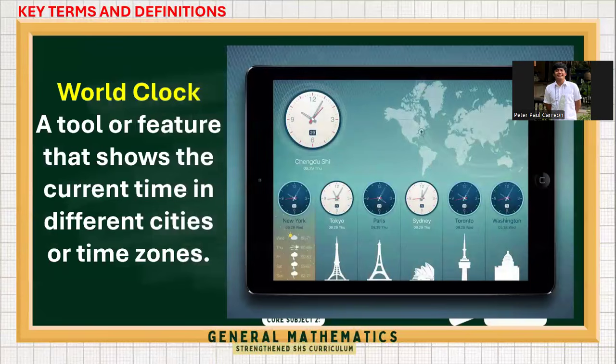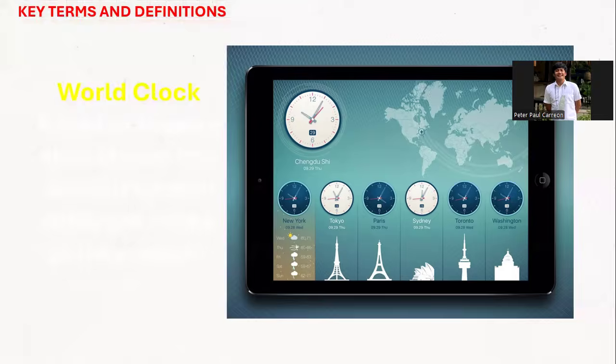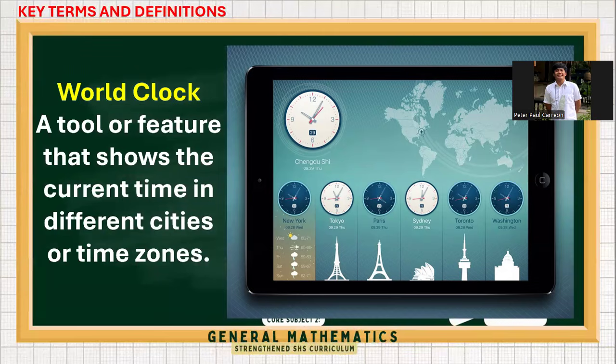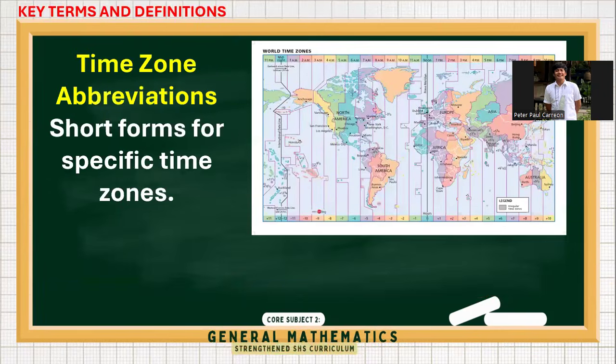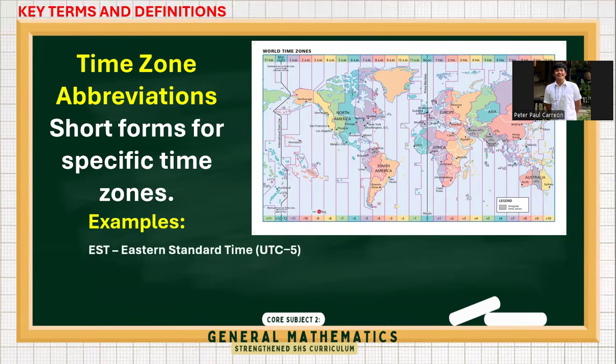A tip for you to understand the different times: there is actually a tool in the application on your mobile phones to easily check different time zones. We follow different time zone abbreviations or short forms for specific time zones. For example, the popular Eastern Standard Time follows the UTC -5. We have the Pacific Standard Time, the UTC -8, which falls under Los Angeles, California.